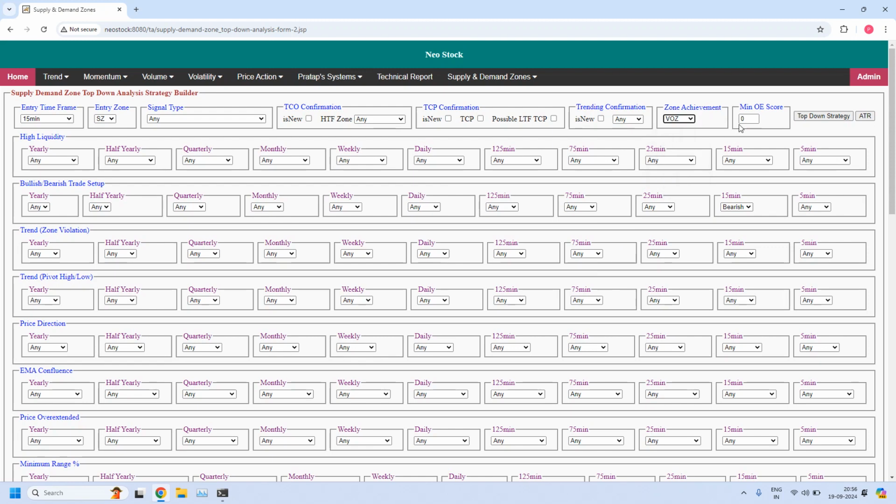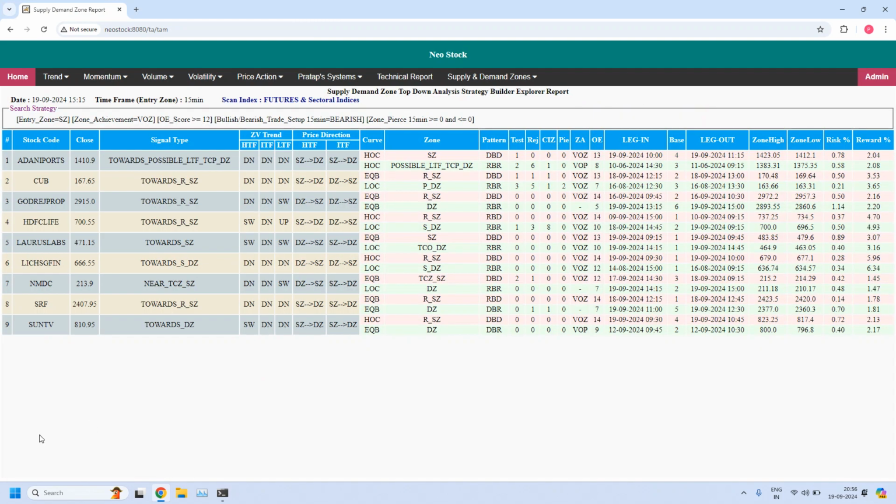Zone achievement violated opposing zone. Minimum odd enhancer score 12. All the three filters are applied to 15-minute supply zone. Now let's verify. So 9 stocks are filtered. And all these 9 stocks are currently supporting bearish trade setup for daily income trade, that is entry time frame 15 minutes. Now let's verify how many of these 15-minute supply zones are having ITF confluence.